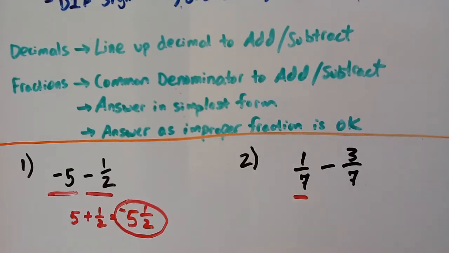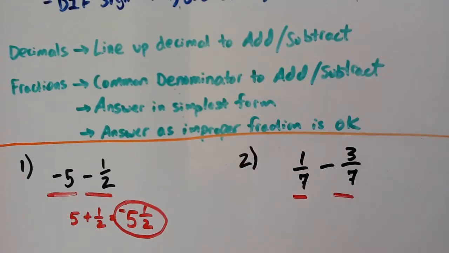Number 2, I have 1/7 minus 3/7. 1/7 is positive. This 3/7 is negative because of that minus sign. That minus sign again means negative. So they have different signs. I have a positive and a negative. They have different signs, so I need to subtract and keep the big guys.